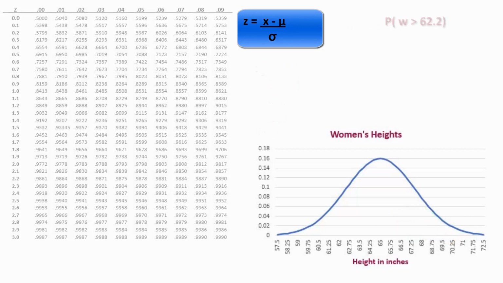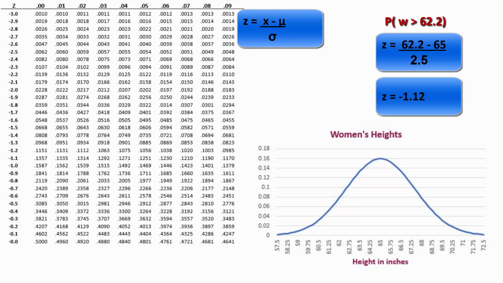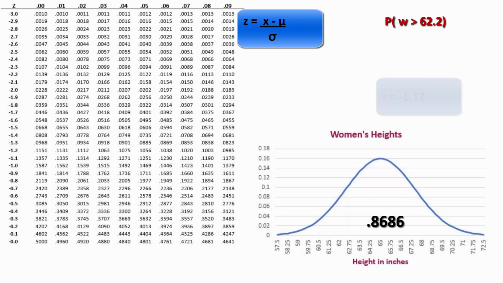Find the probability of a randomly selected woman's height being above 62.2 inches. Convert to a z-score. Use the standard table to find the proportion below. Subtract from 1 to find the proportion above, and we find that roughly 87% of women are taller than 62.2 inches.